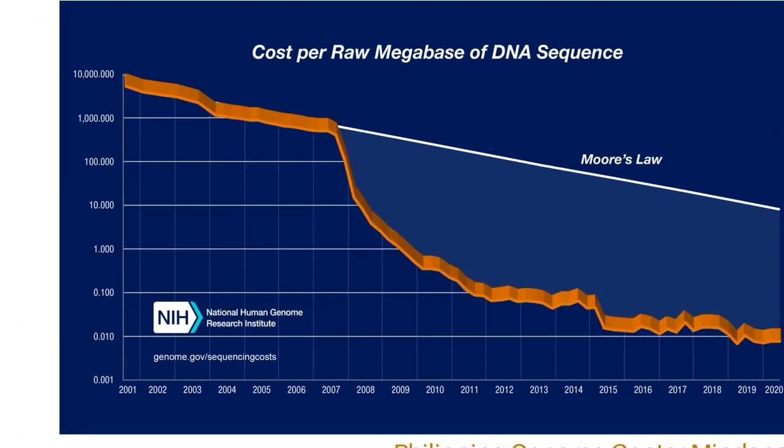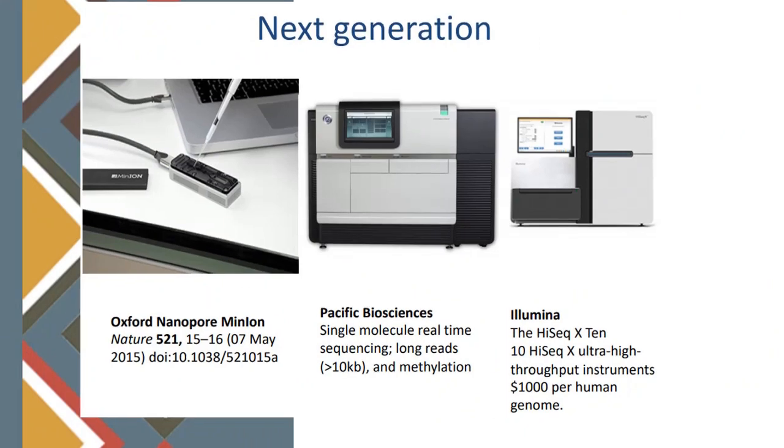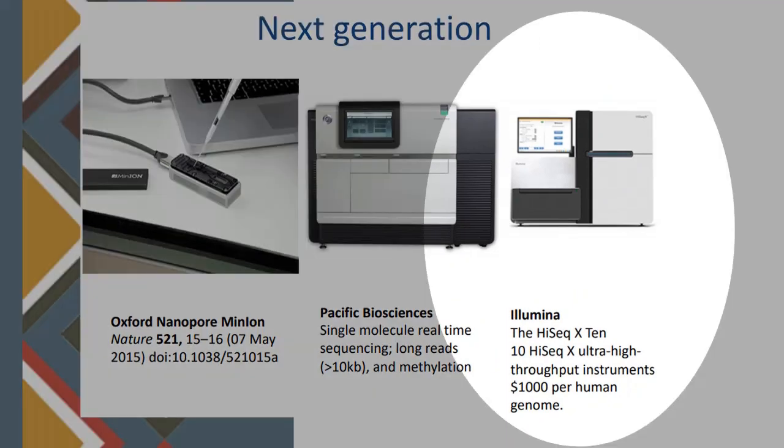To give you an example, according to Illumina, the HiSeq X10 will yield whole human genome sequences for $1,000 each, and will have the capability to generate around 15,000 to 20,000 genomes per year.